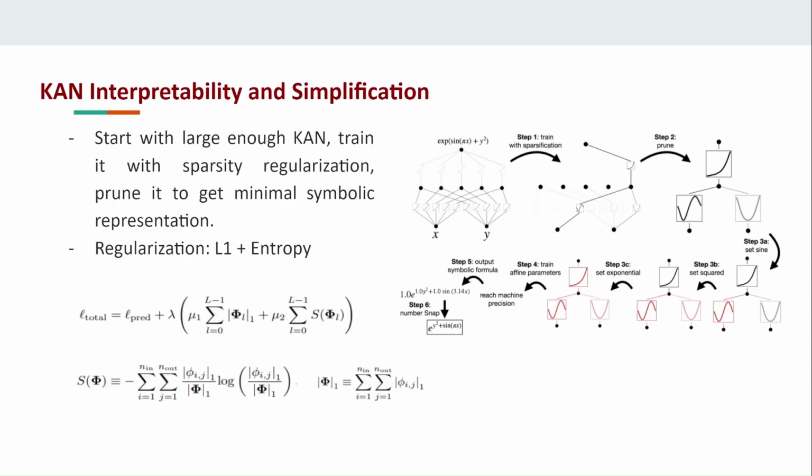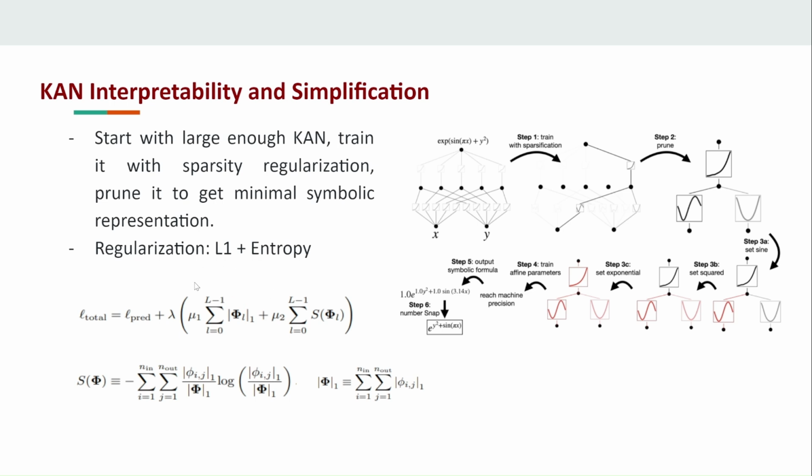All right. So KANs can be visualized in a way that is interpretable for humans. And when the symbolic formula is unknown, or if there's no direct symbolic relationship, we can now determine how to choose the KAN shape that best matches the structure of the dataset. So the authors propose to start with a large enough KAN, train it with the sparsity regularization, and then prune it to get a minimal symbolic representation. Now for regularization, they find that L1 is insufficient, and so they add an additional entropy regularization term.